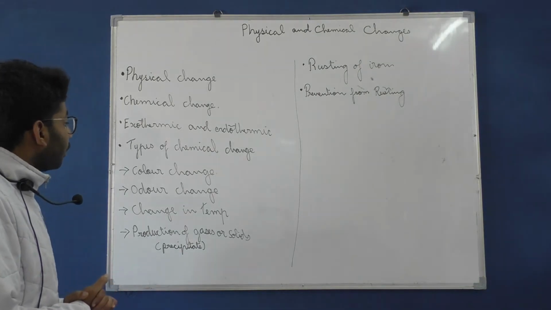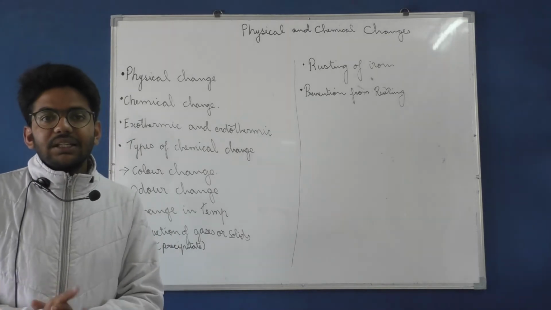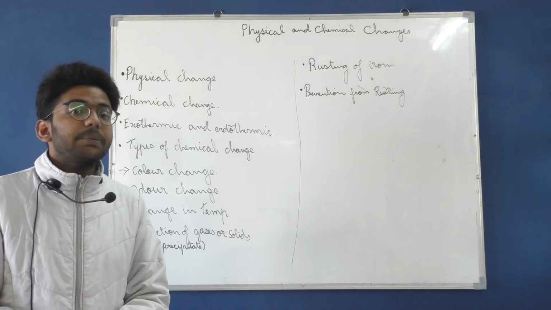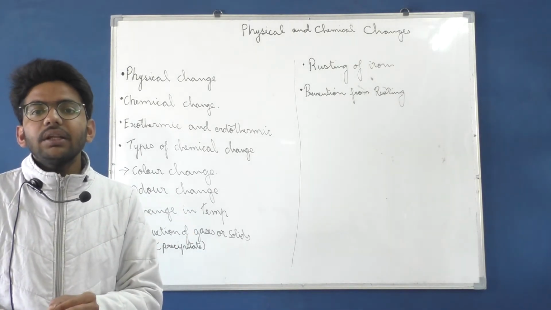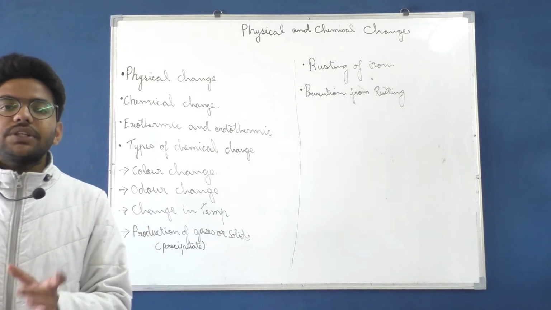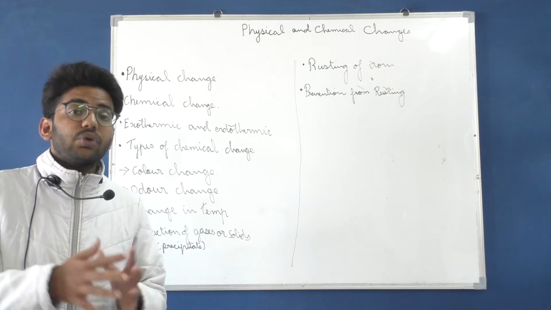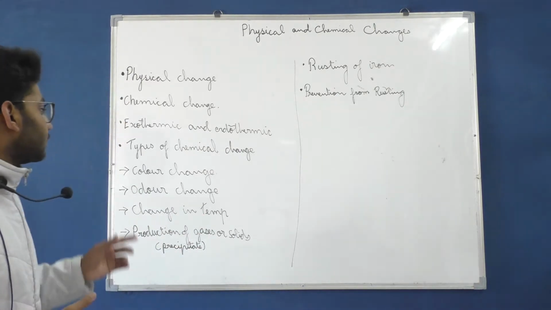So first of all, color change. If there is a substance, let's take an example. You have litmus paper, as we have learned in the previous class, that if I put a blue litmus paper into acid, then I will find that the blue litmus turns red. So basically this is a chemical change because due to chemical reactions the blue litmus has turned into red. So this is a color change.